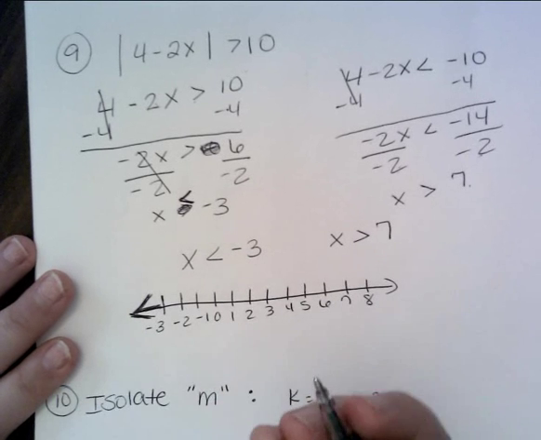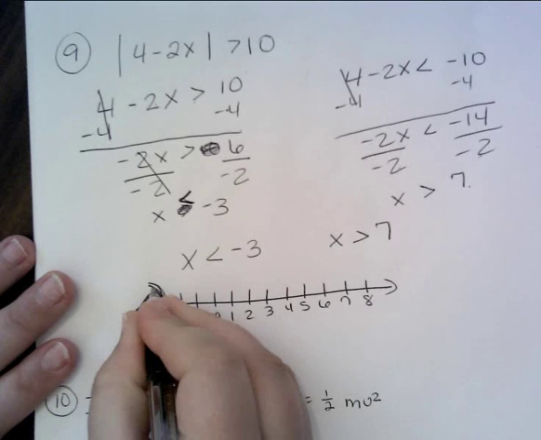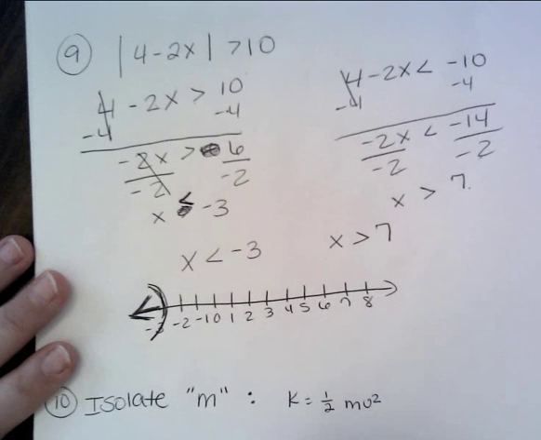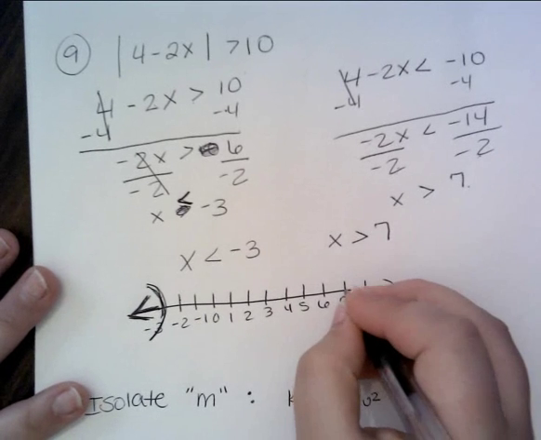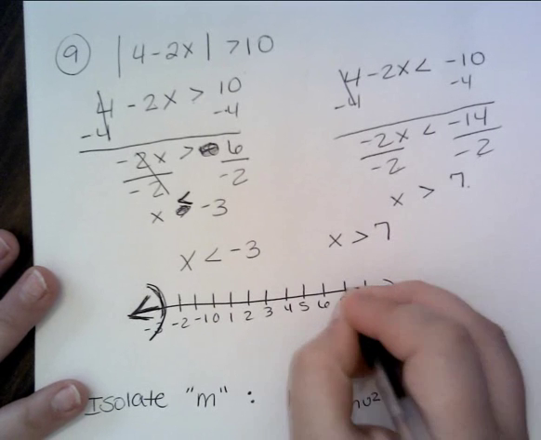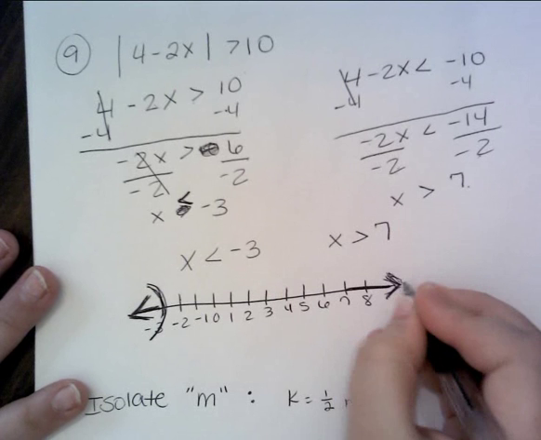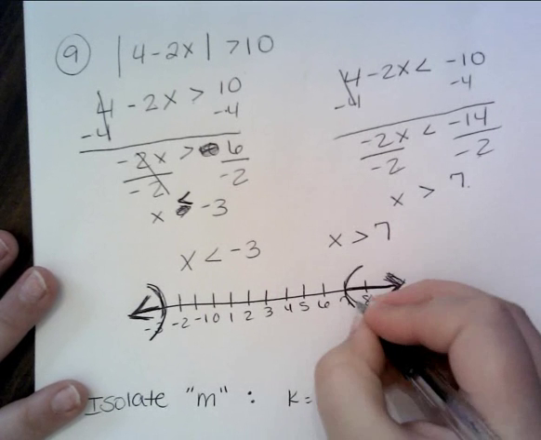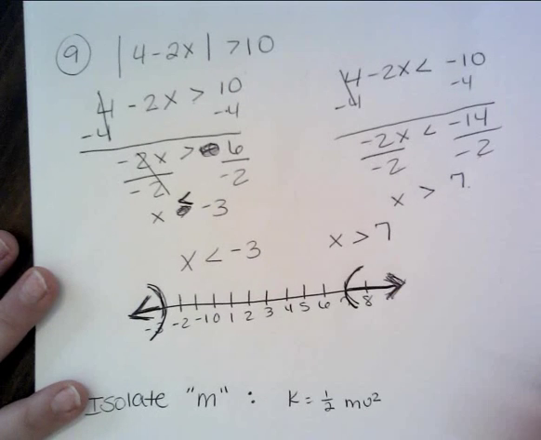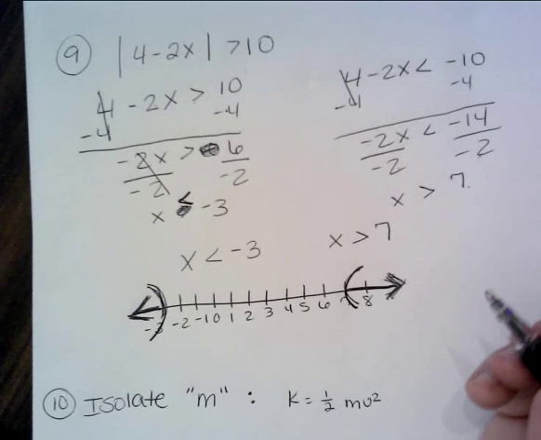Well, here's 7. If x is larger than that, then you're going to shade to the right. And you use parentheses because there was no equal sign under that. Okay? So sometimes this can happen. It's saying that either this or this is going to happen, or both of those sets of numbers are going to work. So you're going to have two separate interval notation sets.